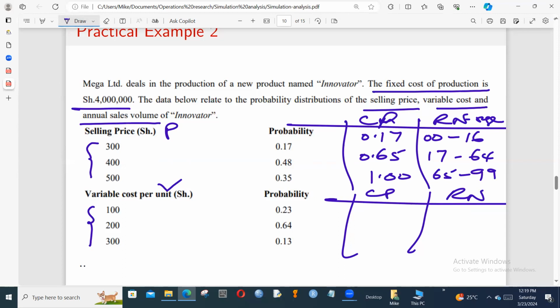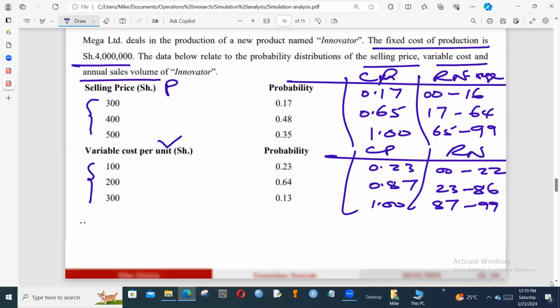Then the other one is 0 to 3, 0.87, and 1.00. So we have 0 to 22, 23 to 86, 87 to 99. All right, that's good. Can we check the next table.